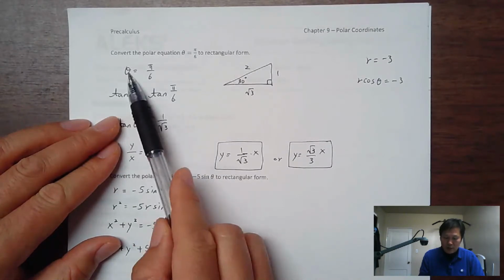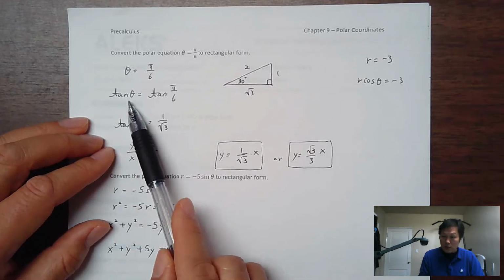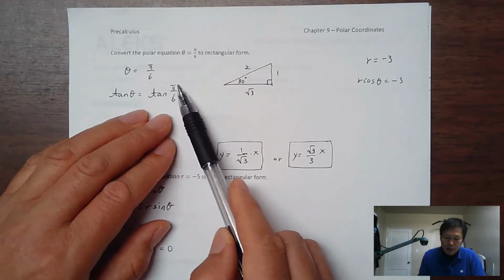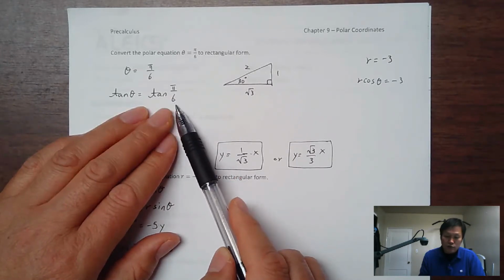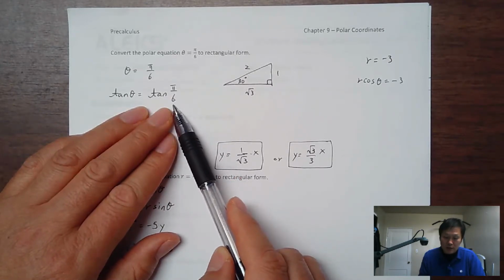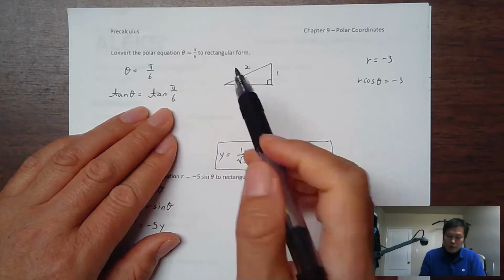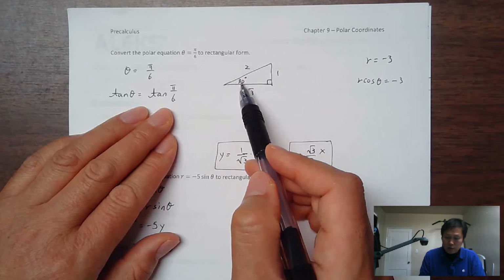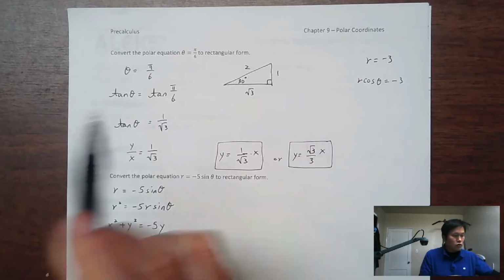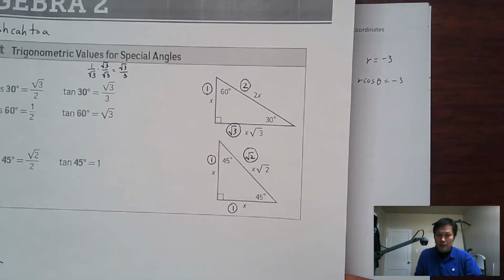So tangent theta, tangent pi over 6. Tangent theta is on the left hand side. Tangent pi sixth. So pi sixth, if you convert that to degree, that is equal to 30 degree. So if you graph triangle with a 30 degree, you can write down length of ratio. That's a special triangle again, the one you're supposed to memorize.